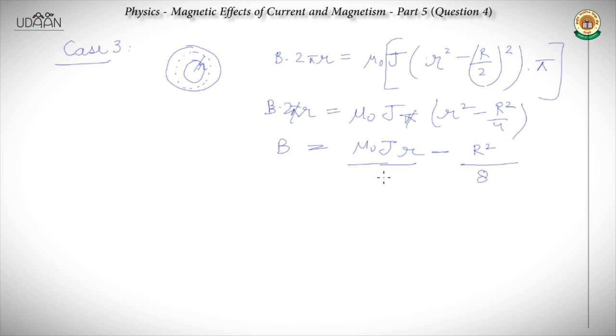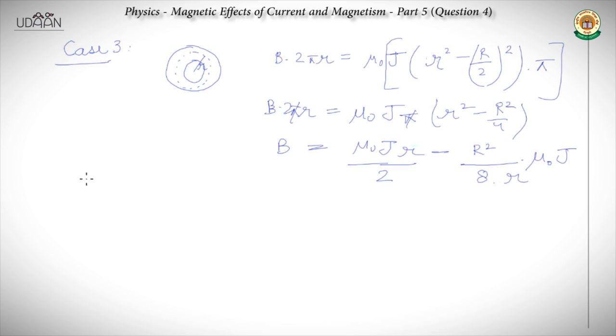Mu naught j r divided by 2 minus r square by 8 into mu naught j. And here, because we carried over r, so r comes here. And so this is our formula. Now let's see what case we have which is actually compatible with this one.